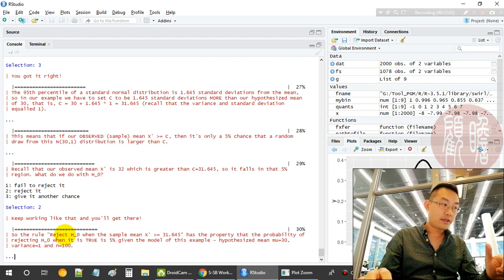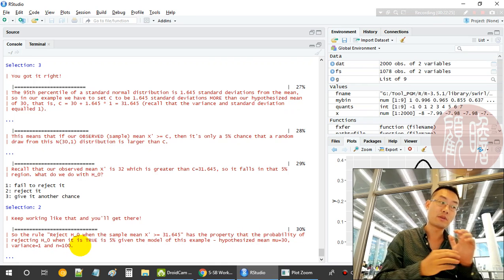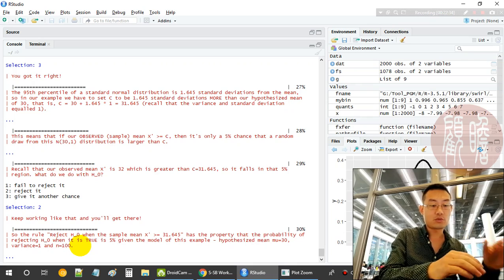So the rule here is to reject the null hypothesis when the sample mean is greater than that cutoff, which has the property that the probability of rejecting when it is true is 5%, given the model of this sample. The hypothesis is mean equal to 30, variance 1, and the number of samples is 100. So this is also a one-sided test as well.